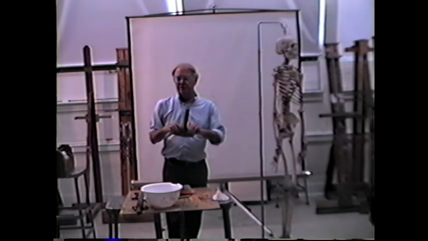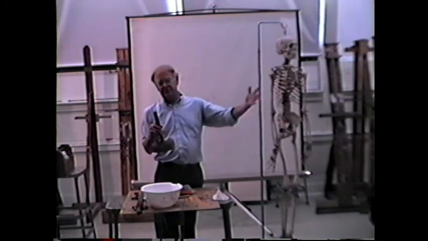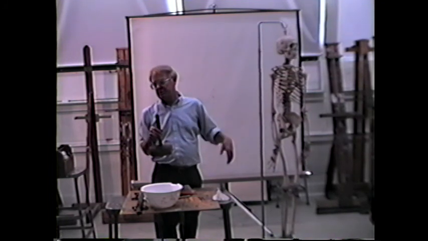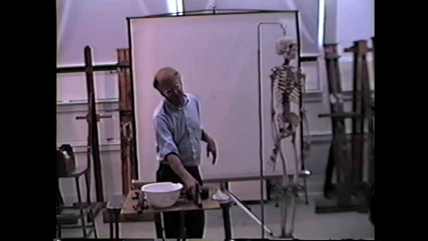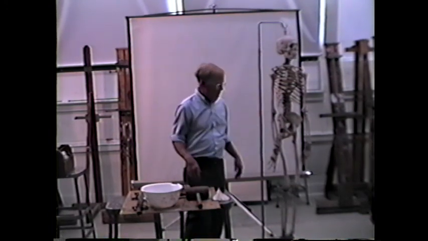Lateral and medial malleolus. Lateral is to the side, outside. That's your outer ankle bone. And medial is your middle ankle bone, the ankle bone toward the center. Medial.